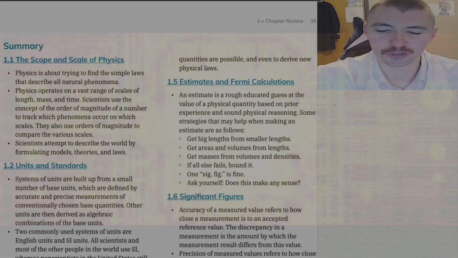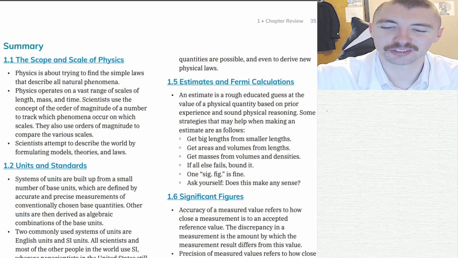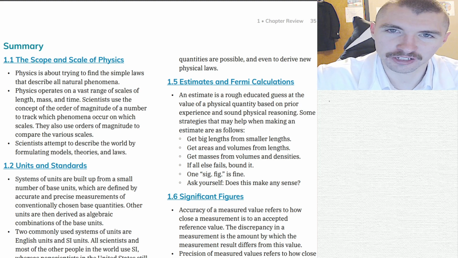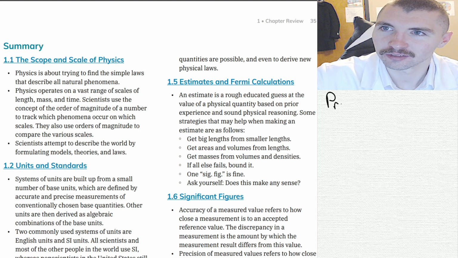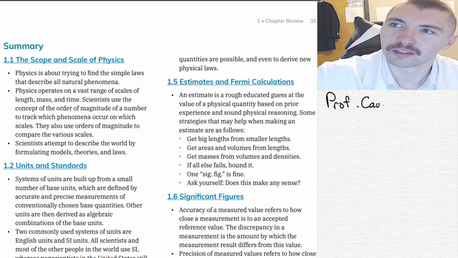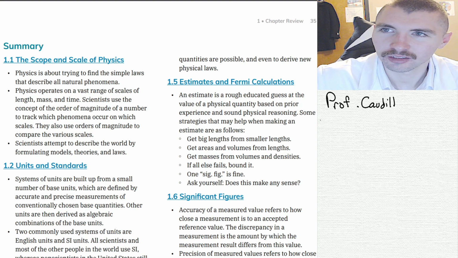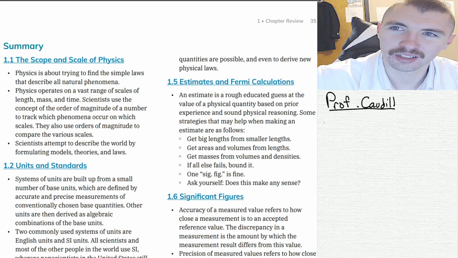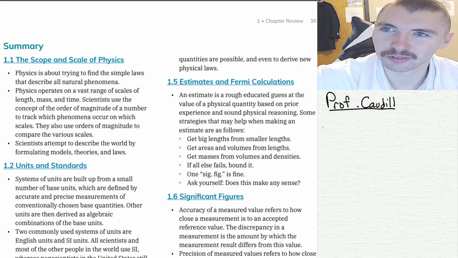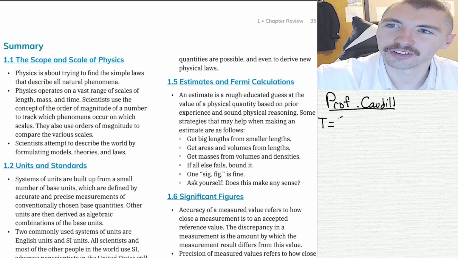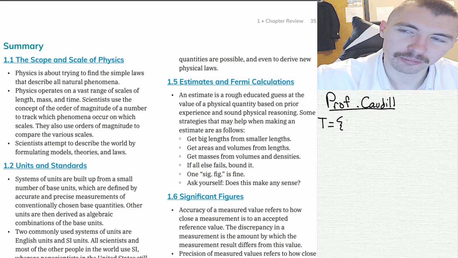Hello, I'm Professor Caudill, and we have come to the end of the chapter. I think the biggest thing that I would want to recover is: we have a theory, and that theory is made by a set of laws.